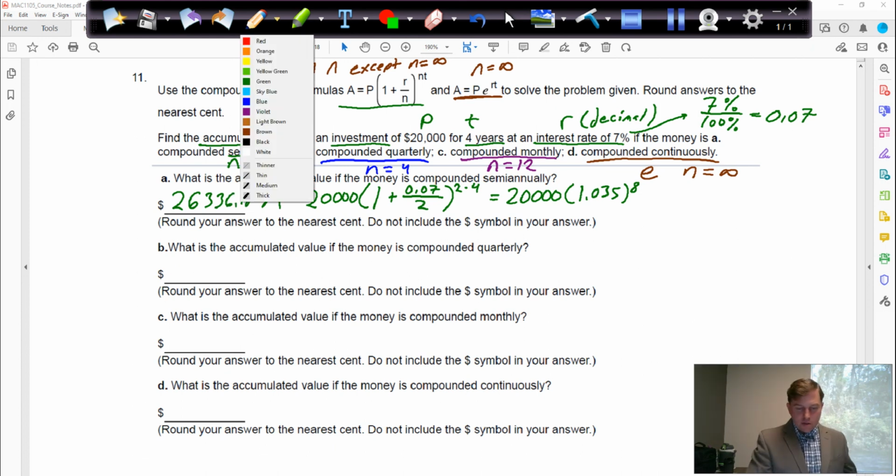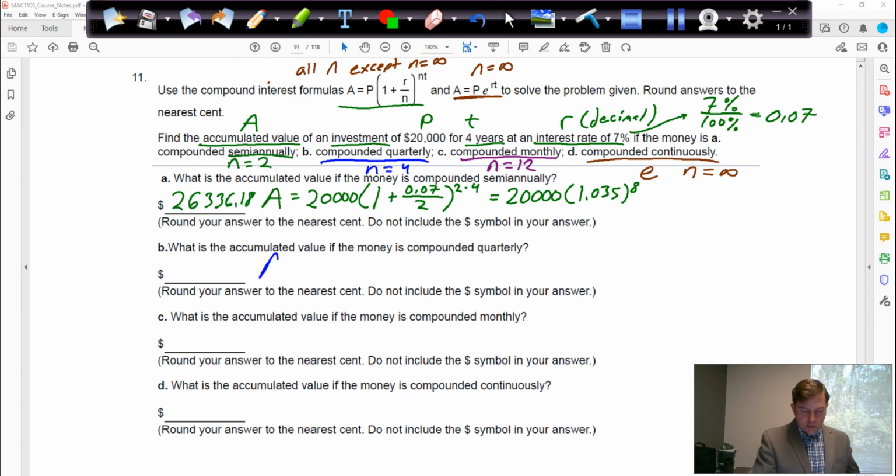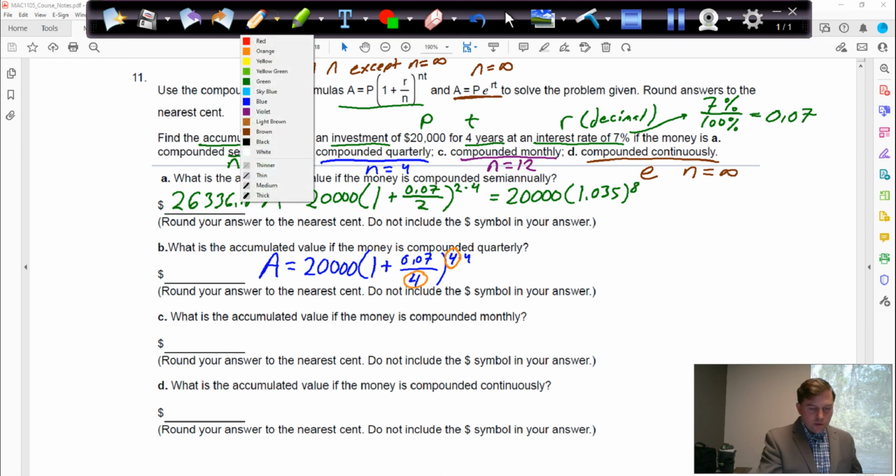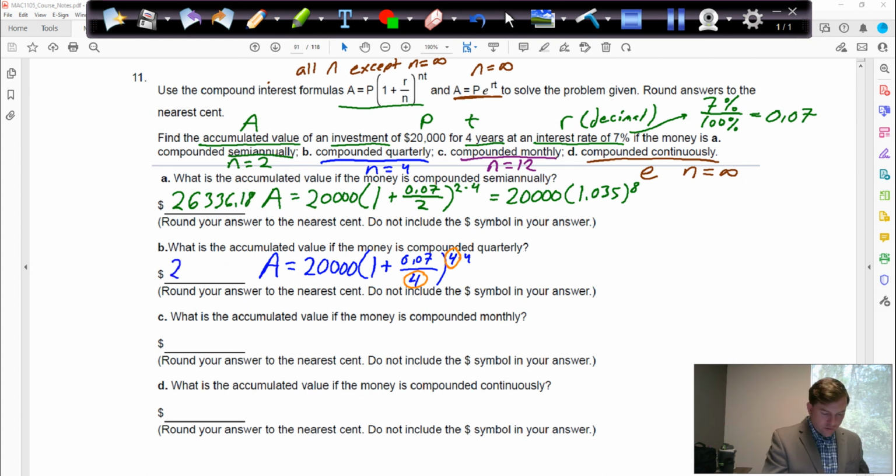Okay, now for the quarterly one, the only thing that changes in the formula is 2 numbers. It's still 20,000, it's still 1 plus 0.07, but now it's divided by 4, because we did it quarterly. And it's not raised to the 2 times 4, it's raised to the 4 times 4. So notice the only 2 numbers that are going to change in this are this number and this number. And if you do this one, you should get $26,398.59, and your homework will want this to the penny, so you don't want to do much rounding here. You want to get to the accurate penny.